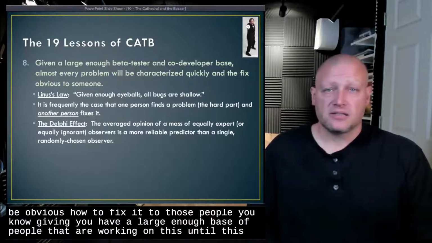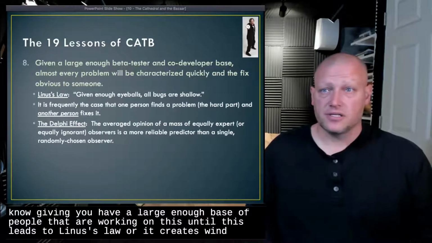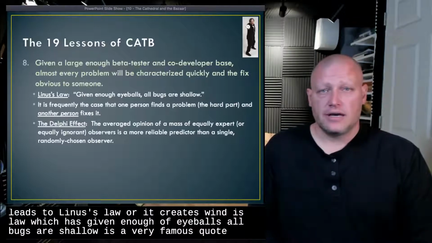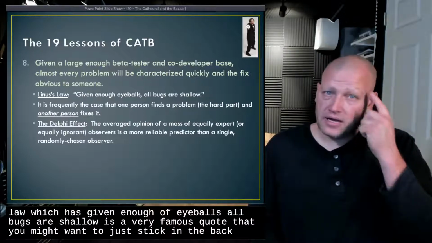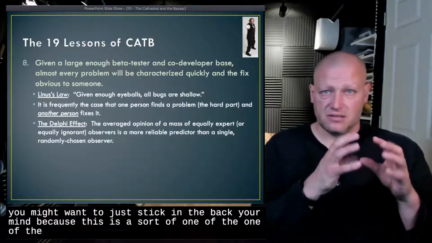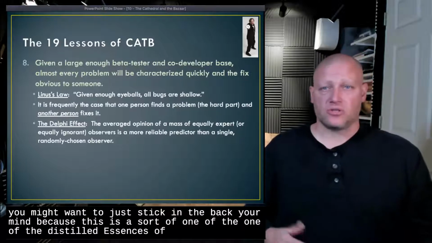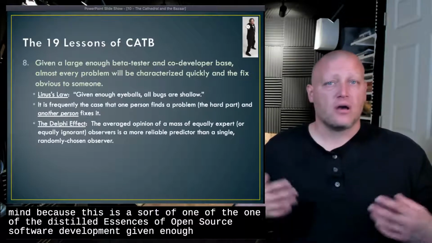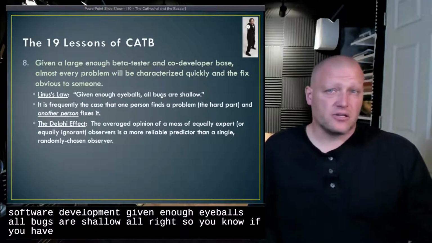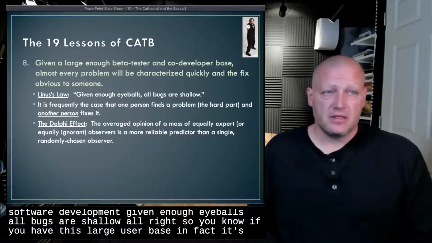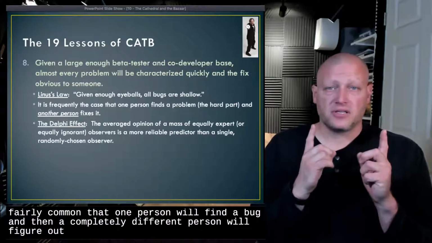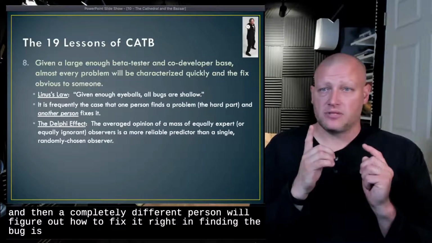And so this creates Linus's law, which is, given enough eyeballs, all bugs are shallow. This is a very famous quote that you might want to stick in the back of your mind, because it is one of the distilled essences of open source software development. Given enough eyeballs, all bugs are shallow. If you have this large user base, it's fairly common that one person will find a bug and then a completely different person will figure out how to fix it. And finding the bug is oftentimes the hard part, right?